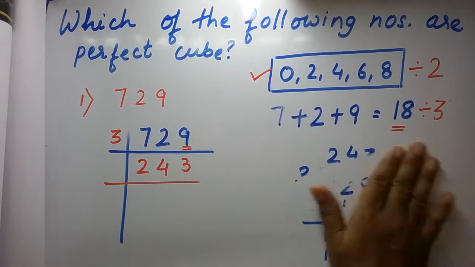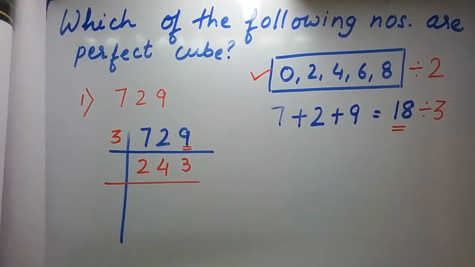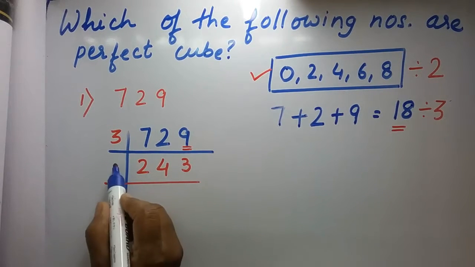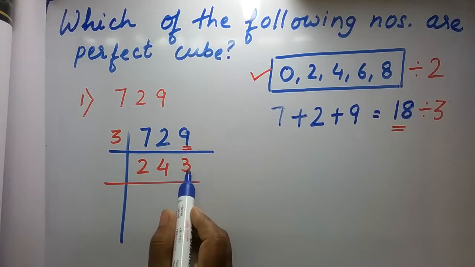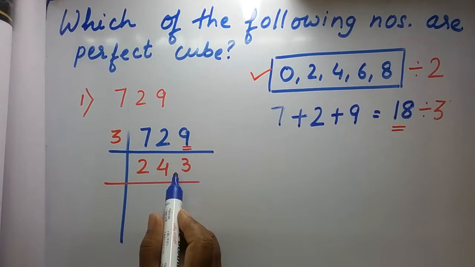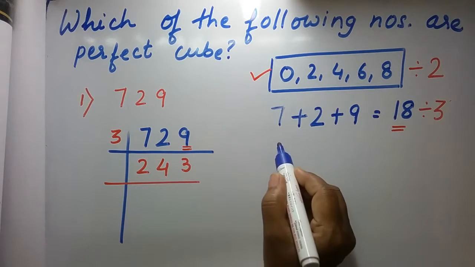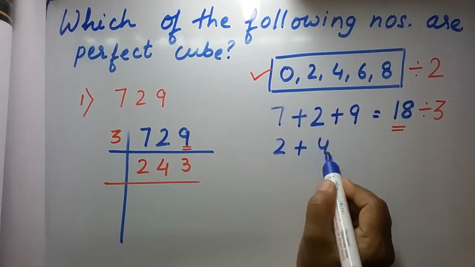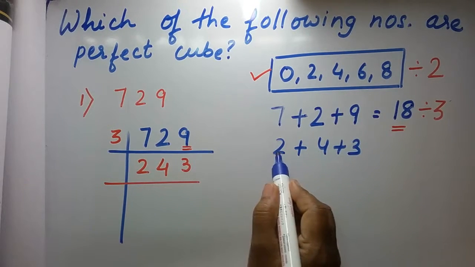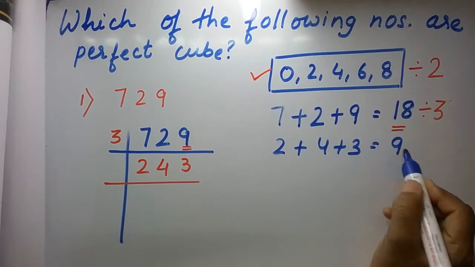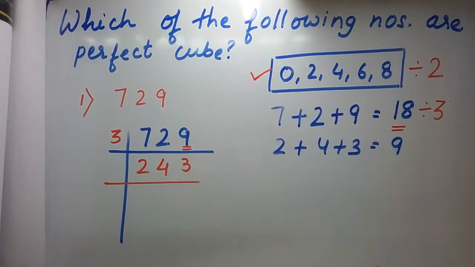Still, if you have any problem, just divide and check the answer. Okay, next, it's 243. Again, if you feel unsure whether this is divisible by 3 or not, add and check. 2 plus 4 plus 3 is 9, and 9 is again divisible by 3. That shows this 243 is divisible by 3.